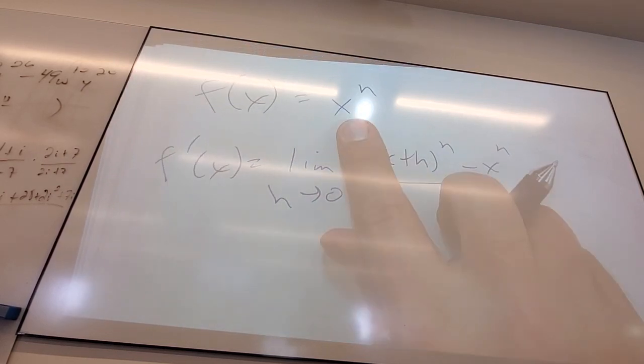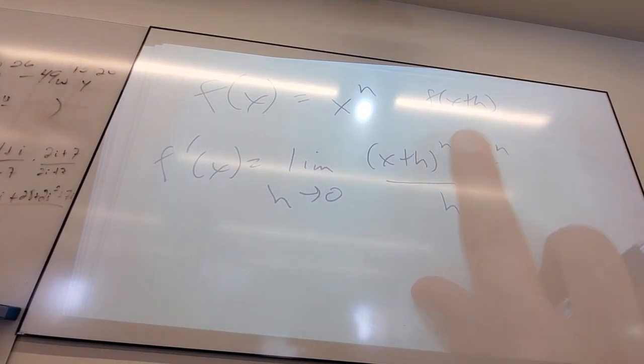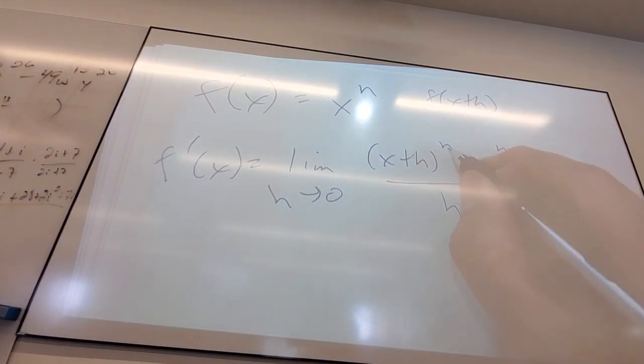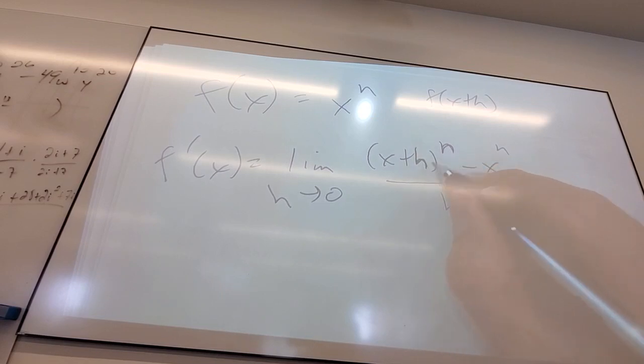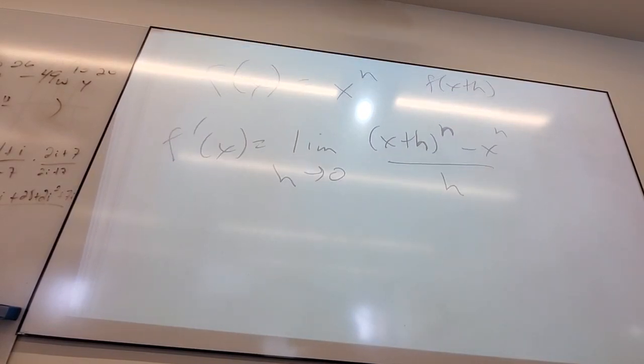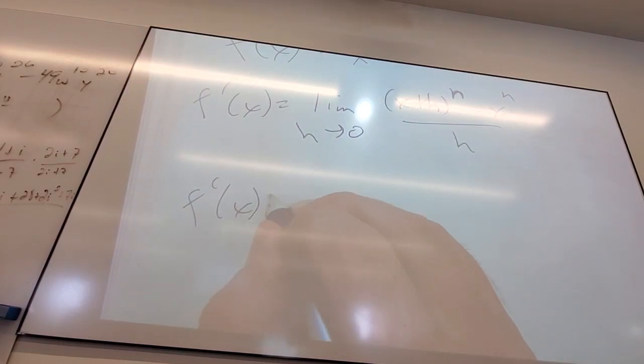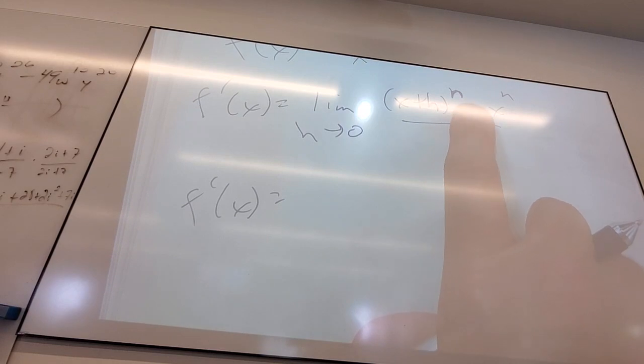Yes? Sorry, so that's x plus h. Yeah, so if f of x is x to the n, what is f of x plus h? X plus h to the n. Now listen, you guys, x plus h to the 11th power would be gross. X plus h to the nth power, even worse.